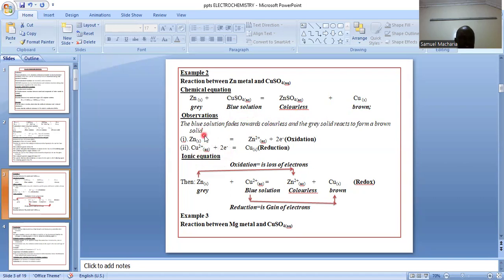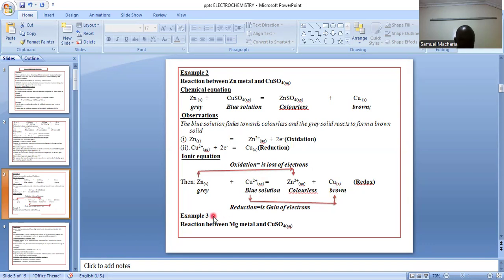When we look at the two changes that take place, of course, now with the help of the ionic equation, the zinc solid is converted to zinc 2 positive, whereby there is loss of electrons, and that is the oxidation. Then the copper 2 positive ions gain the electrons, so it is the one which is undergoing reduction to form copper solid.